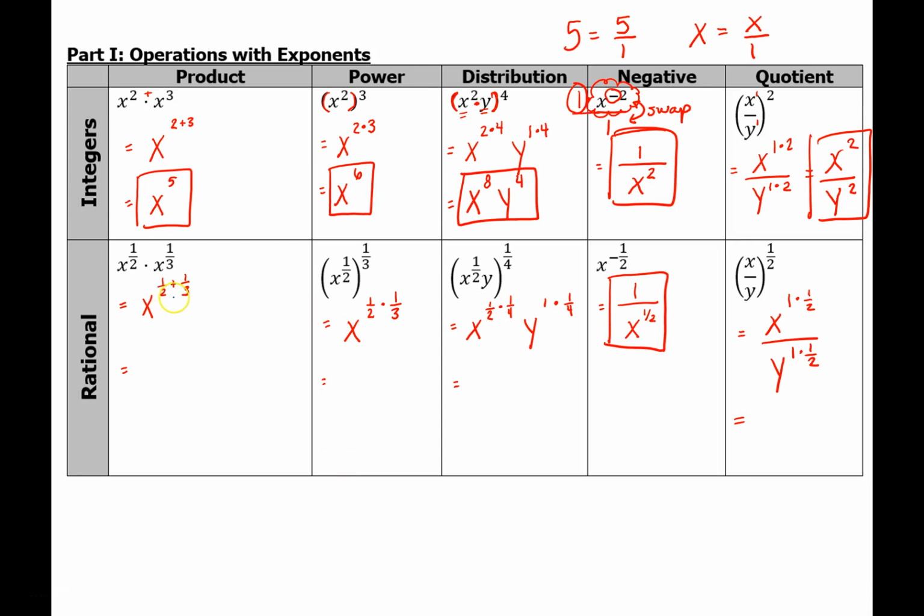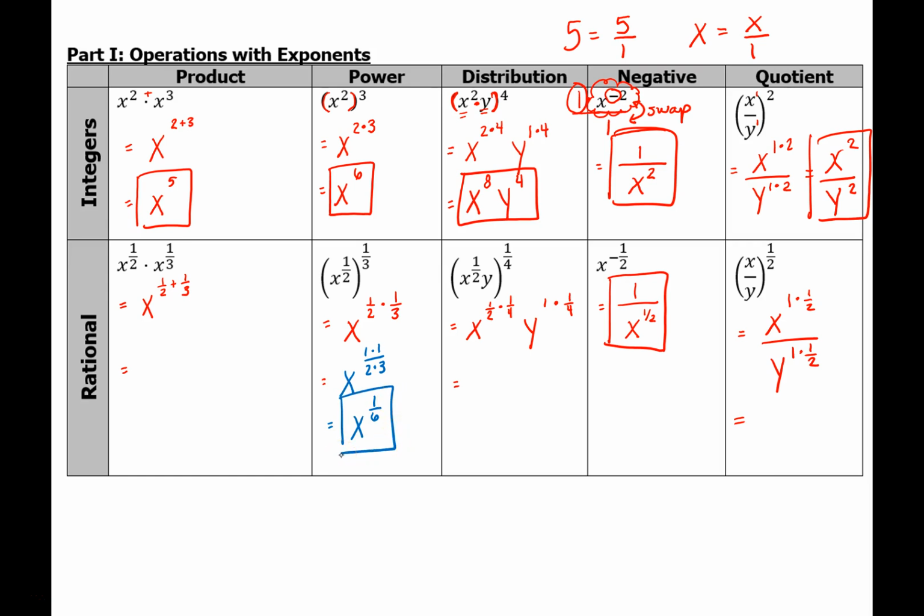So this first problem has addition, so we're not going to worry about it just yet. The second problem, though, has multiplication. And we just learned that to multiply fractions, you multiply the numerators and you multiply the denominators. So we're doing 1 times 1 up top and 2 times 3 in the denominator. So that's x to the 1 over 6th power. Next class, you're going to learn more how to simplify this, but for right now, that is a simplified answer.